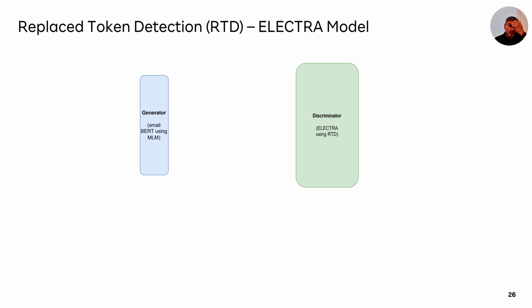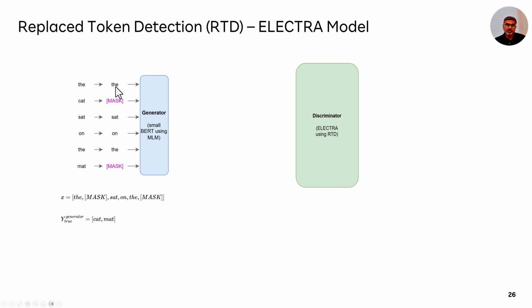So let's walk through what really goes on behind the scenes in ELECTRA. You give it a sentence. Let's say you pick a training sentence from a training data set: the cat sat on the mat. Now the generator is using MLM, masked language model, so you're going to mask certain words. Let's say you mask cat and you mask mat. Your input to the generator, X, is all the tokens with two of these tokens masked. And the ground truth value for the generator is cat and mat. What I have masked should actually be cat and mat.